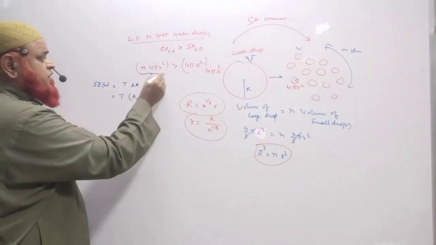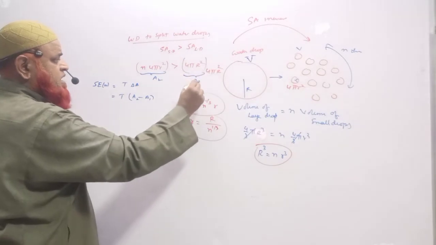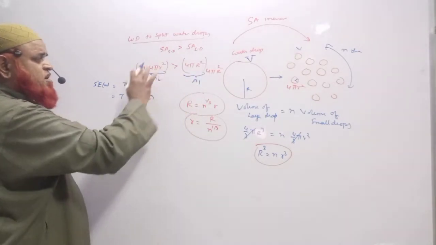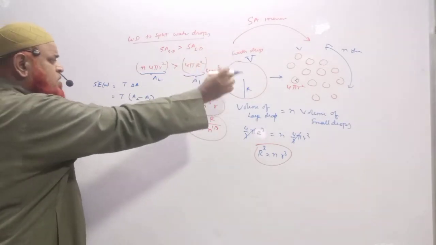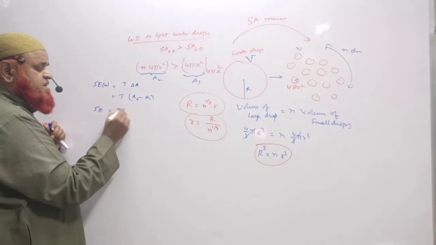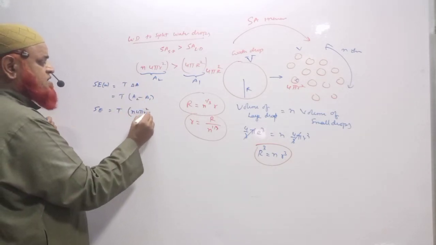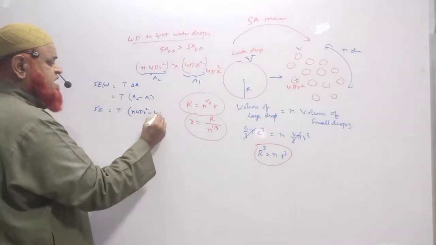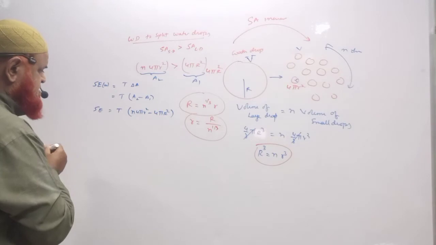Okay, this is going to be A2 final, that's one, and this is going to be A1. A2 is going to be the sum of the surface area of smaller drops. A1 is going to be the surface area of only one drop. That's why you can write surface energy as tension. A2 can be taken as n 4 pi r square minus A1, which is taken as 4 pi capital R square. Like this you can write.